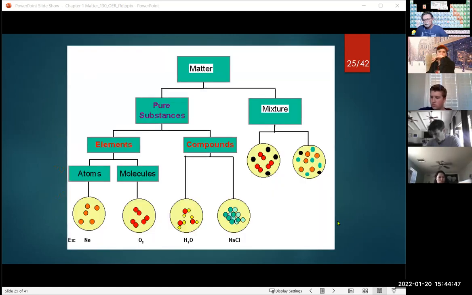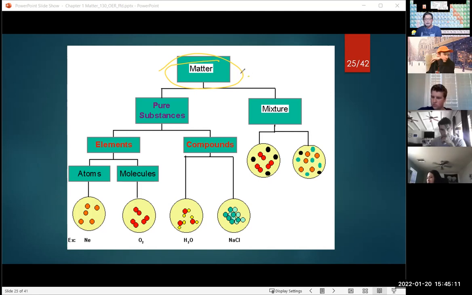Okay, and so we have a flow chart to kind of help you out, and you see a lot of these diagrams. We tend to use a lot of these diagrams to depict these compounds. For example, down at the bottom, let's take a look at matter. Matter could be broken down into either a mixture or a pure substance.